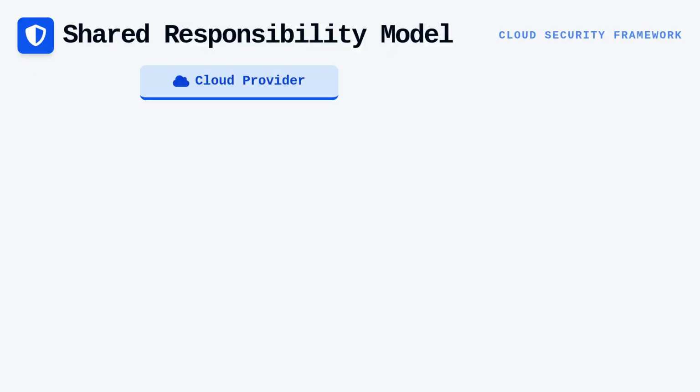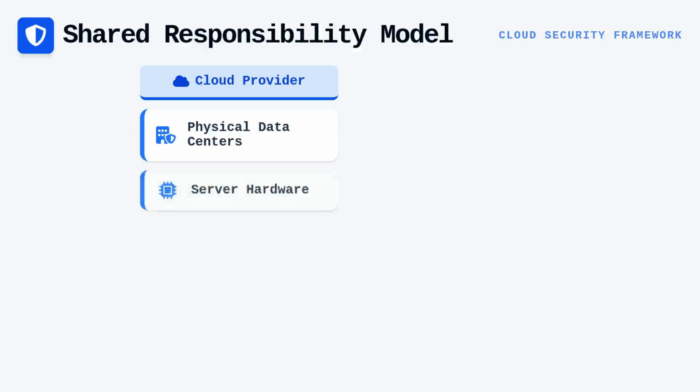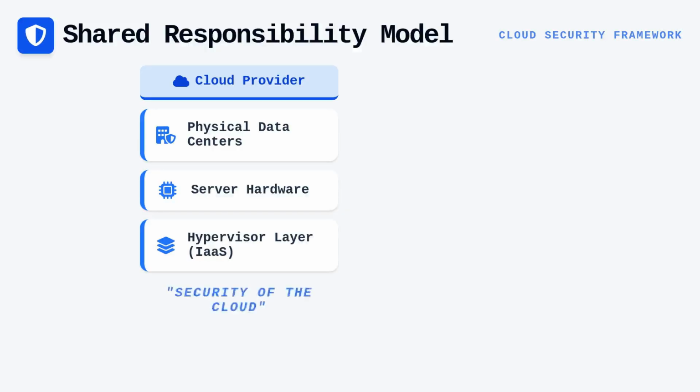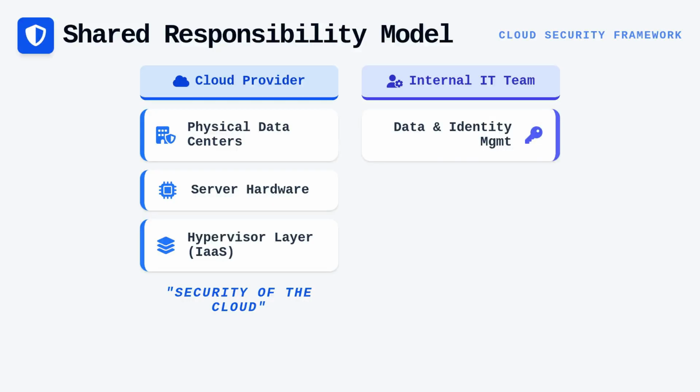The provider typically manages the security of the underlying cloud infrastructure, including the physical data center, server hardware, and the hypervisor layer in the case of IaaS. However, the customer almost always retains responsibility for the security of data, identity management, and configuration of the operating systems or applications running within those services.